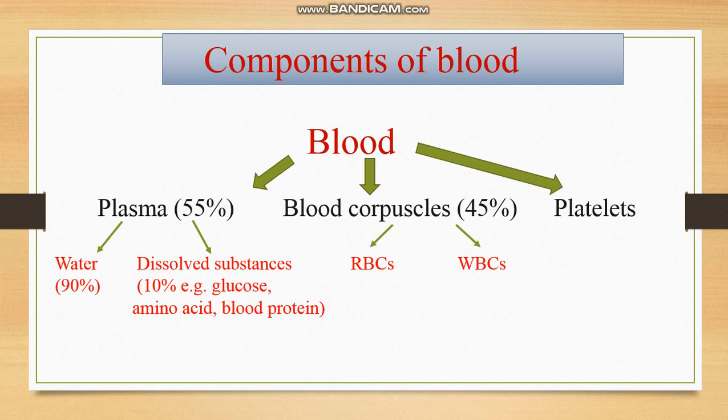What are the components of the blood? Blood is composed of plasma and blood corpuscles. Plasma is made up of water, that is 90%, while the rest of the 10% are dissolved substances such as glucose, amino acid and blood protein. The blood corpuscles include RBCs, that is red blood cells, WBCs, white blood cells, and platelets.